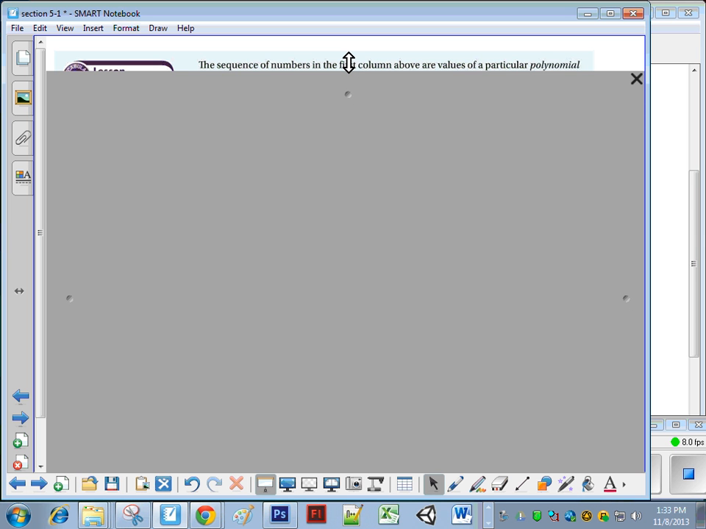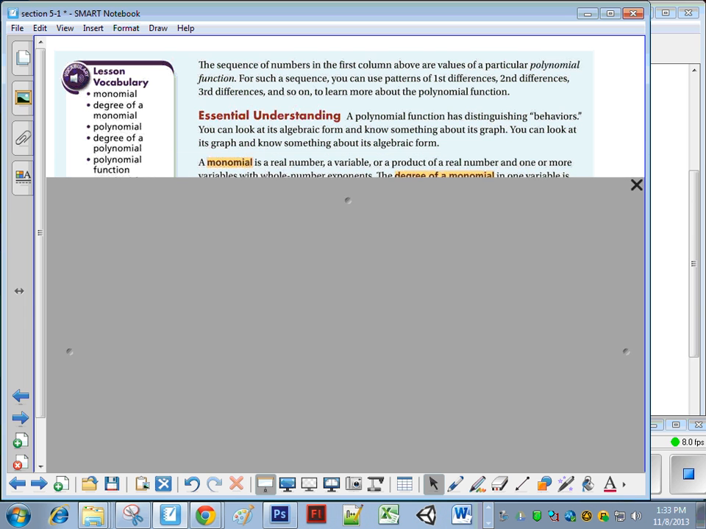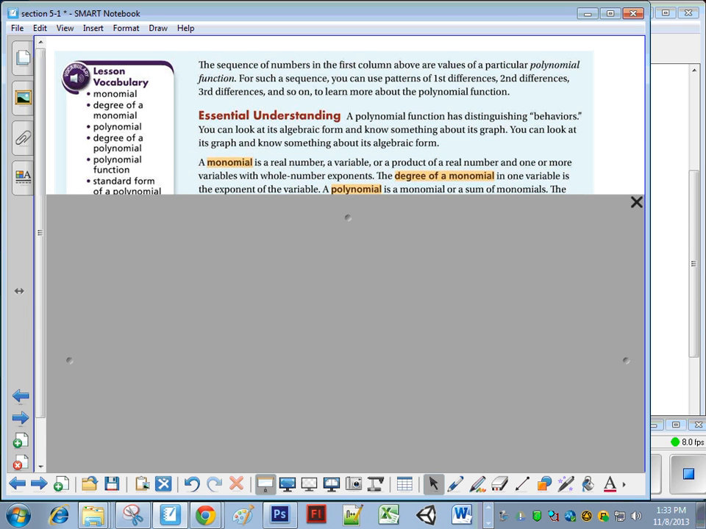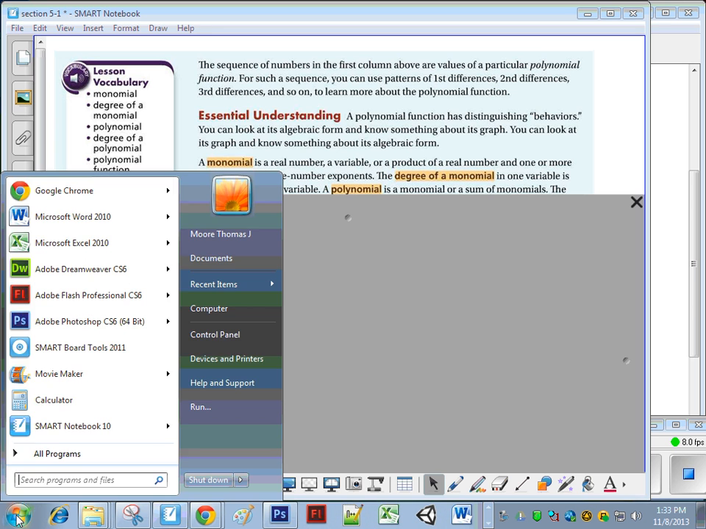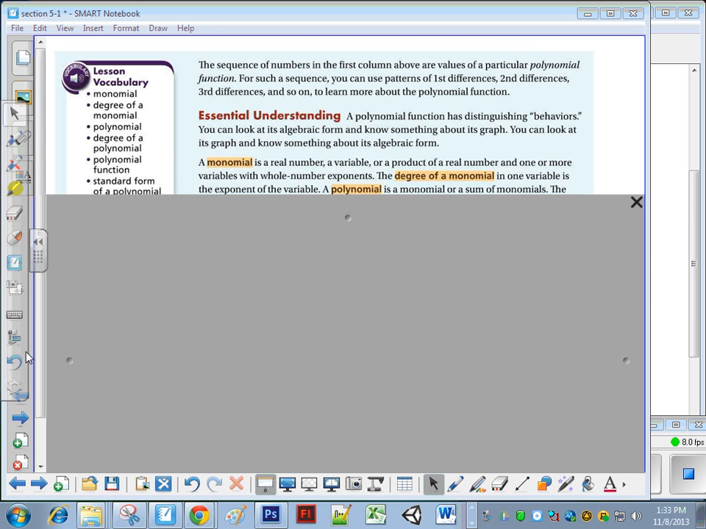Okay, now the first thing we're going to talk about: what the heck is a polynomial? First, what is a monomial? A monomial is a real number, a variable, or the product of a real number and one or more variables with whole number exponents. Basically, if I write down 3x squared, that is a monomial. Okay?